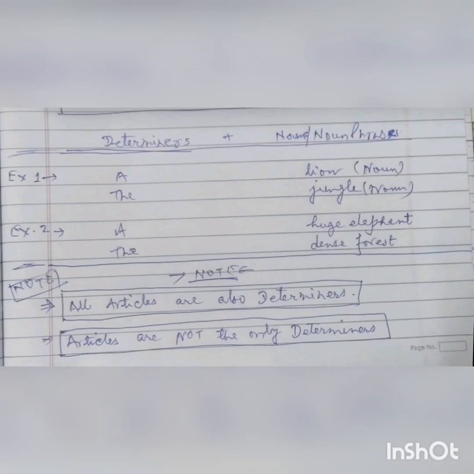So students, what we have learned: determiners plus noun or determiners plus noun phrase. Determiners precede a noun or a noun phrase. A and the are determiners. Lion and jungle are nouns. Huge elephant and dense forest are noun phrases. So we have learned all articles are also determiners, but all determiners are not articles. Articles are not the only determiners. There are many others that are determiners but not articles.